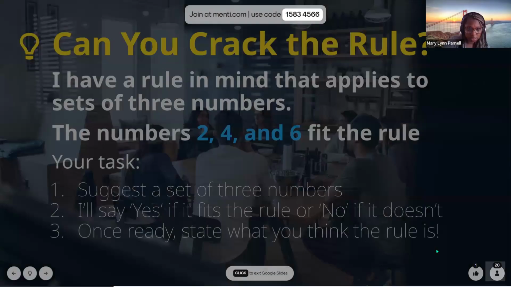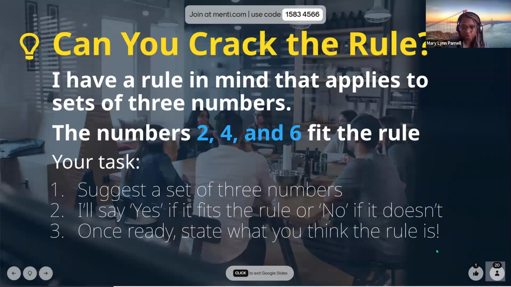So we can do this in the chat. I want to hear from as many of you as possible, but I do have a rule in mind, and it applies to three sets of numbers.